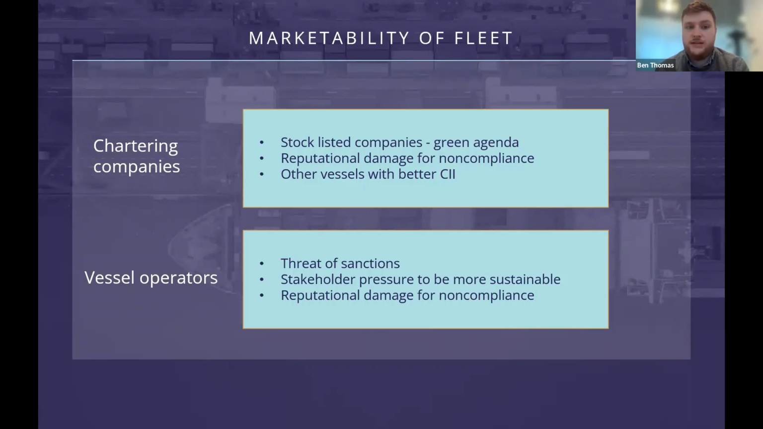Regardless of the approach taken to comply with these regulations, it is likely that everyone in the industry is going to be impacted by these changes. It is highly recommended that everyone start assessing their fleet CII as soon as possible to prepare for the changes which are coming in 2023.